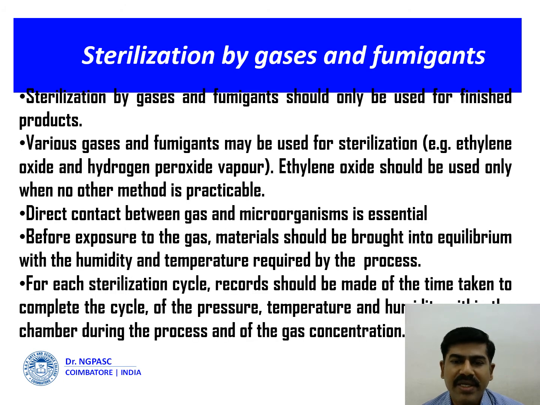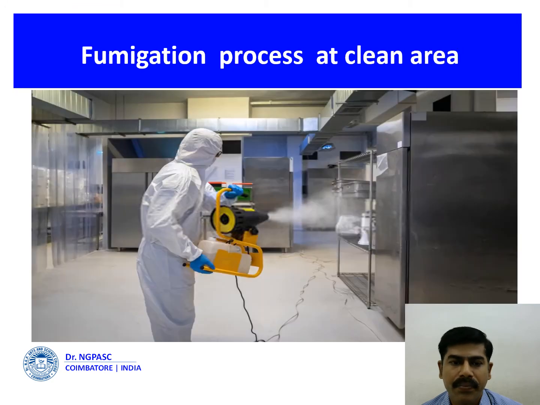So sterilization by gases and fumigants. In some situations we cannot follow the autoclaving. In those conditions we can follow the alternative method of sterilizations, such as we can sterilize a room with the help of gases and fumigants. So this is the fumigation process performed at the clean area with the help of a fogger.